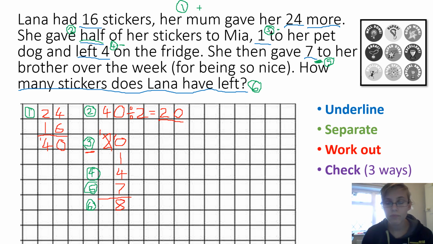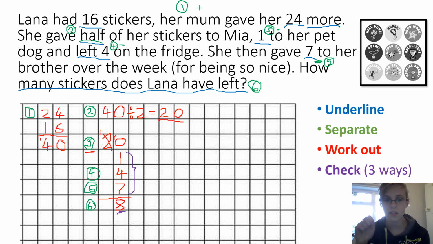Now earlier, what I said is one of the good ways of checking is using your inverse operations. And by that, I mean I can work out how much all of these added together are. Then I can work out if 20 take away 8 equals that answer. So this is a really good way of checking.